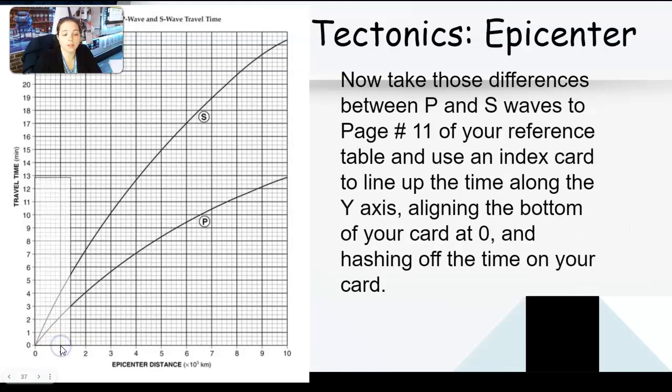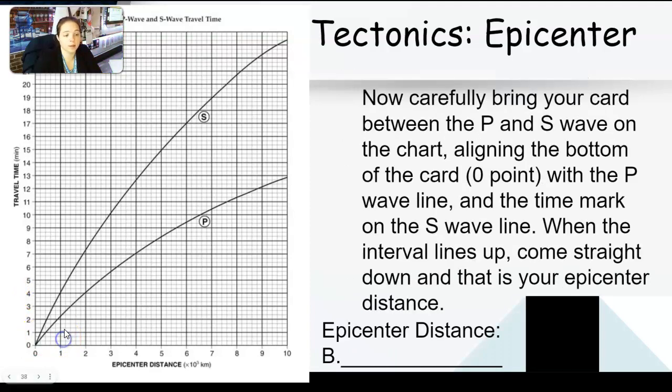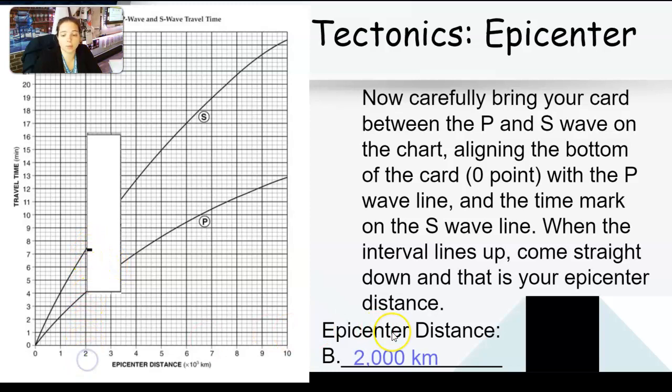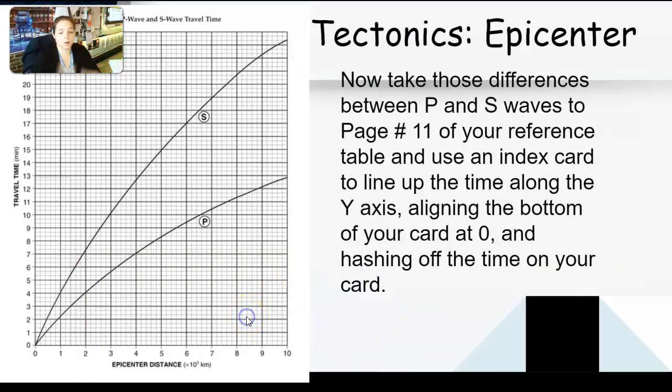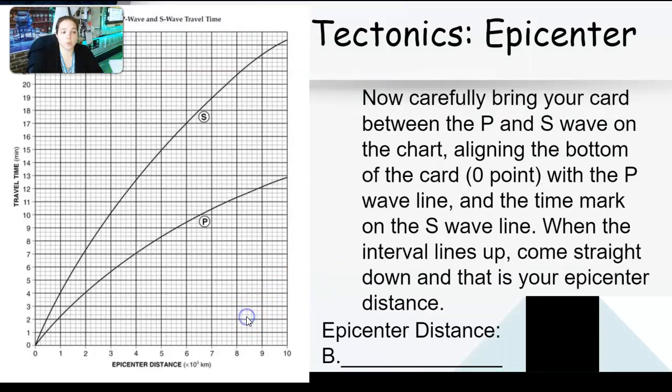All right, let's look at the second one. 3 minutes and 20 seconds, I make the mark, and I drag it all the way up till I find where the 0 is on the P wave line, and the 3:20 is on the S wave line, making sure that it's lined up straight up and down, not sideways. Sideways will cause you issues. So I follow that down, and I'm left at 2,000 kilometers. All right, let's get our last one. Our last one was 4 minutes, 20 seconds. I mark it, and I drag it up.